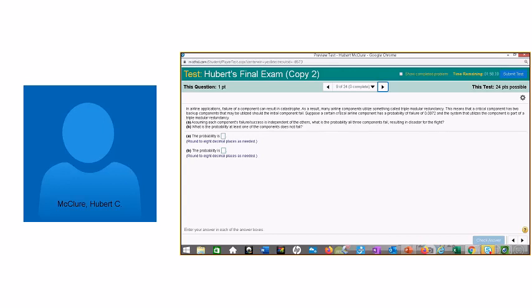Airline failure component cache free. As a result, airline components utilize something called triple module. 0.0072, and the system utilizes the component part of the model, assuming that the blah blah blah of all 3 components. Yeah, this is just basic probability right here.